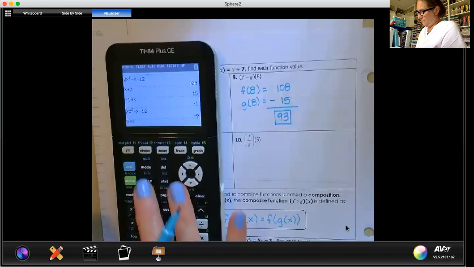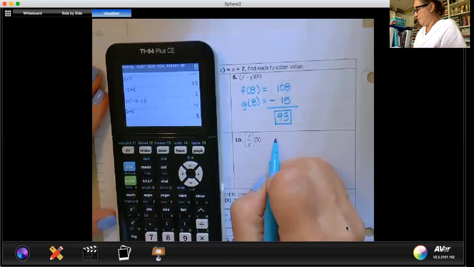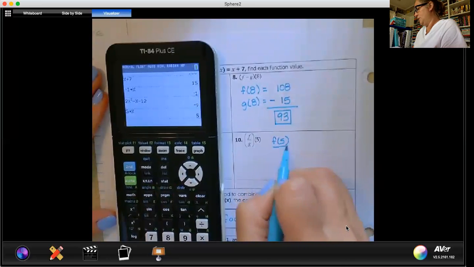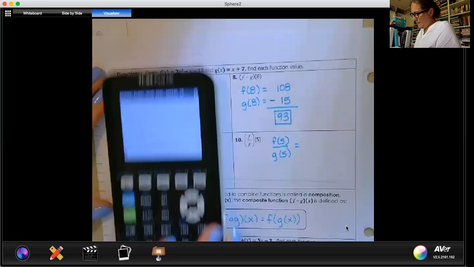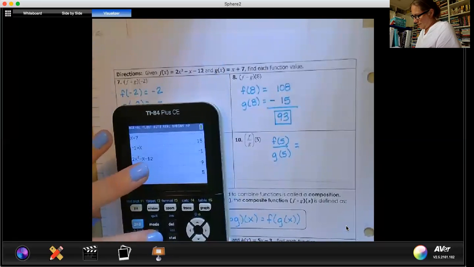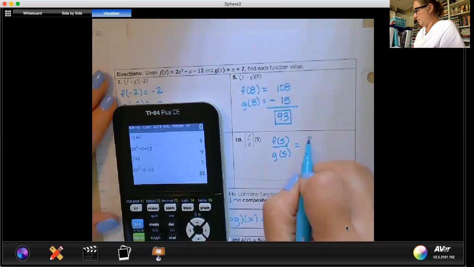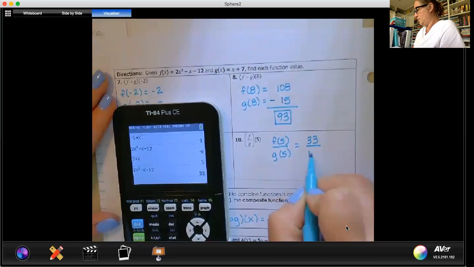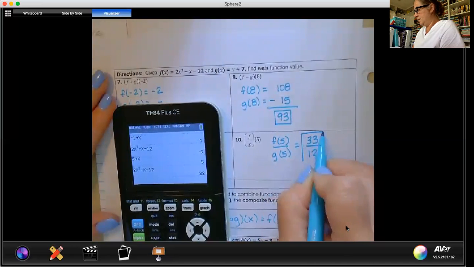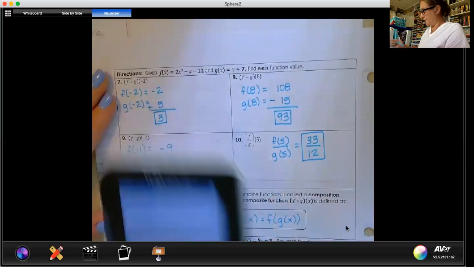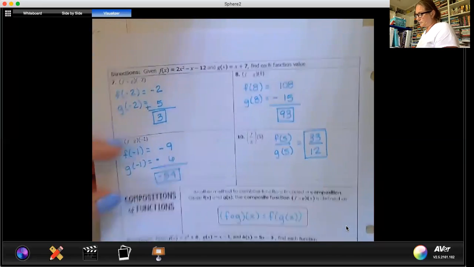And then store 5. So we have f of 5 divided by g of 5. F of 5, 2x squared minus x minus 12 is 33 over 12, and that can't be reduced. And the denominator is not equal to 0.